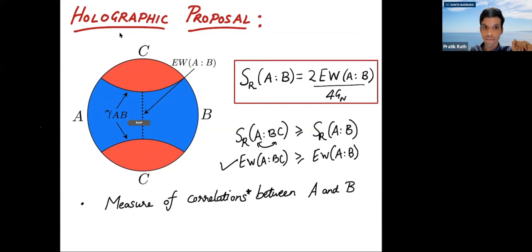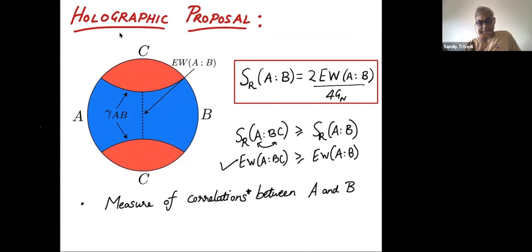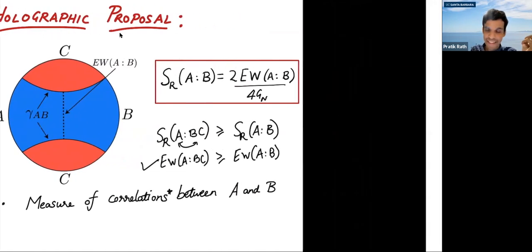I see. But are you going to give us a little bit of the flavor of the proof on the gravity side as to why the reflected entropy is this cross-section? Yes, so that's my next slide. Let me go to that.